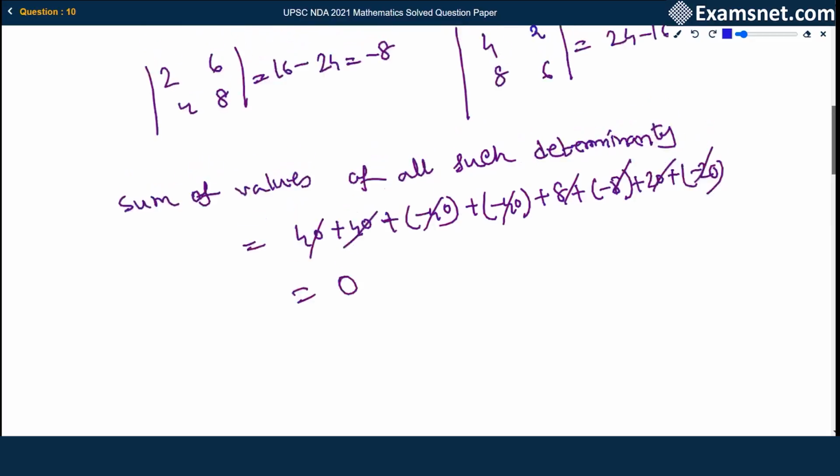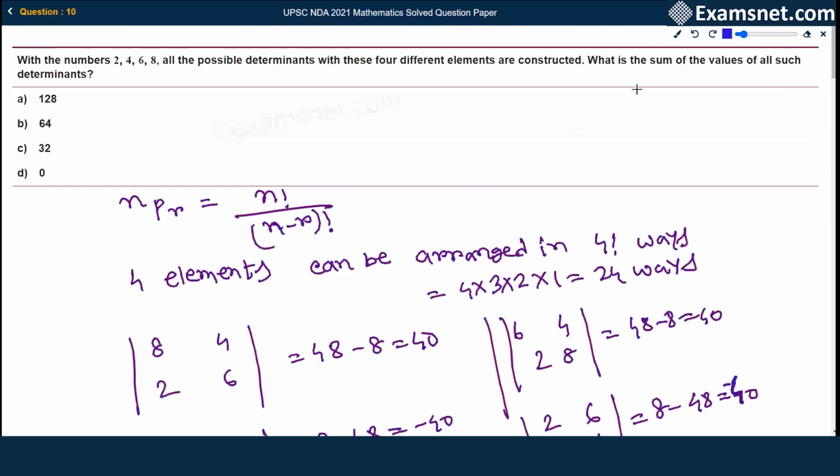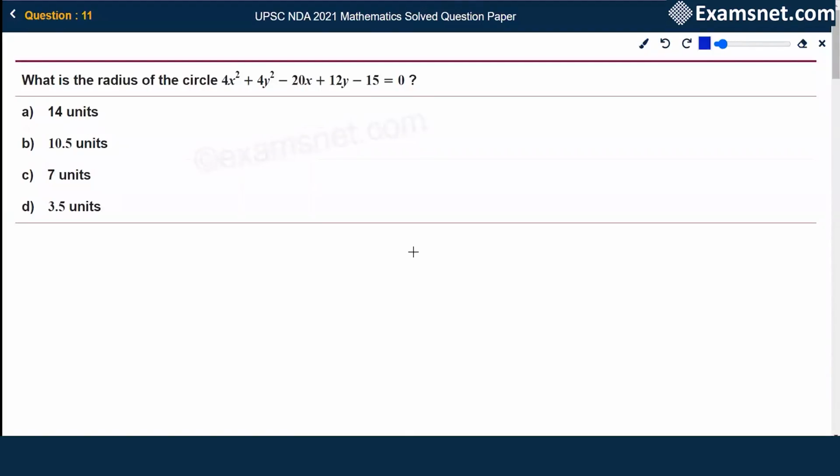So the answer of this question, that is, what is the sum of the values of all such determinants? That is 0. Option D is the correct answer. Now the next question, question number 11.